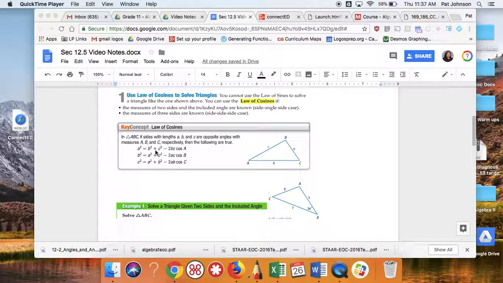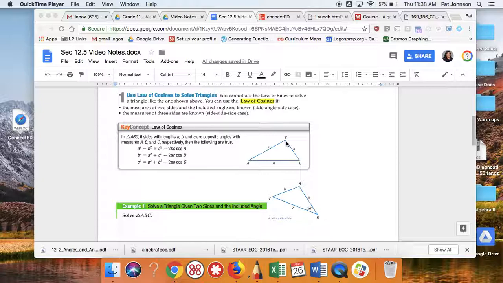You have a squared equals b squared plus c squared minus 2bc cosine A. B squared equals a squared plus c squared minus 2ac cosine B. C squared equals a squared plus b squared minus 2ab cosine C. Now notice, let's look at this first one. It's always a side, a, b, or c. So a squared is going to equal the sum of the squares of the other two sides, minus 2 times the product of the other two sides, b and c, times the cosine of the angle across from the side that we're finding.